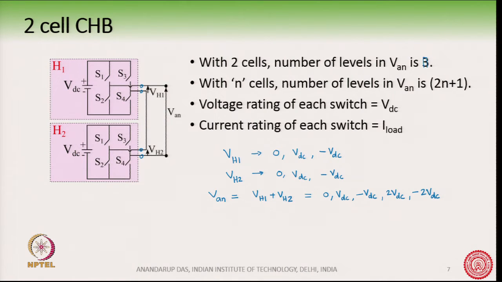So, there is a mistake here. So, this should be 5. With 2 cells, number of levels in VAN is 5, and these are the 5 possible voltage levels. Okay.